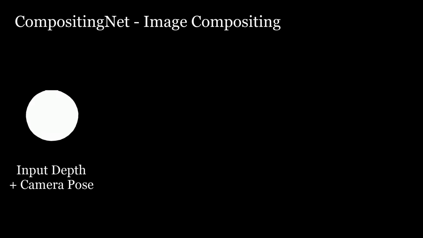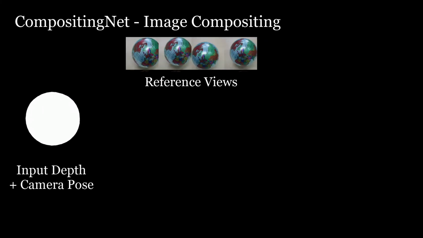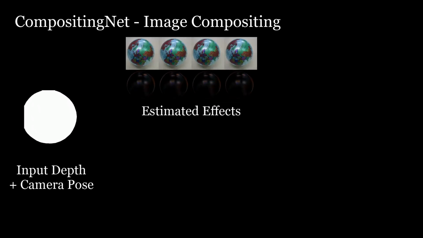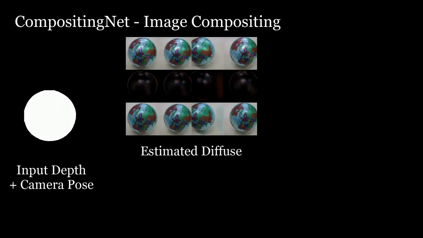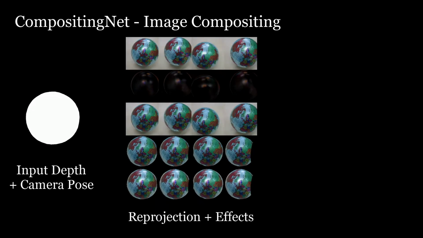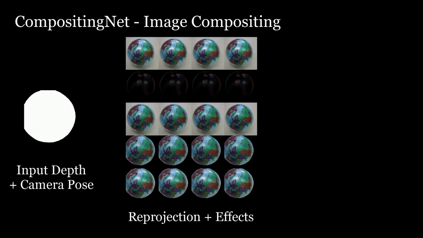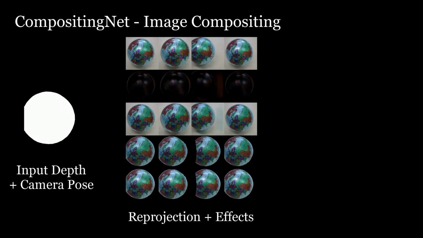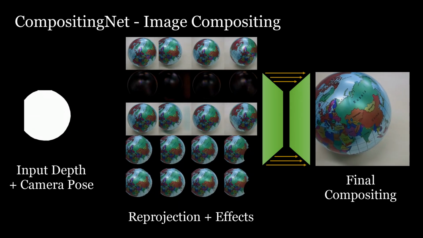Based on the target depth rendering of the reconstructed geometry and the target rigid pose, we select 4 frames from a subset of the recorded video. For these so-called reference views, we predict the view-dependent effects. We remove these effects from the color images, resulting in diffuse images that can be reprojected into the target image space. In the target image space, we add new predicted view-dependent effects. These images are used as input to our composition net that outputs our final image.